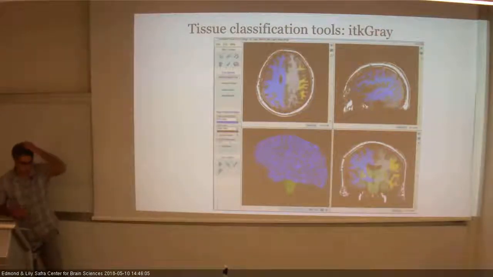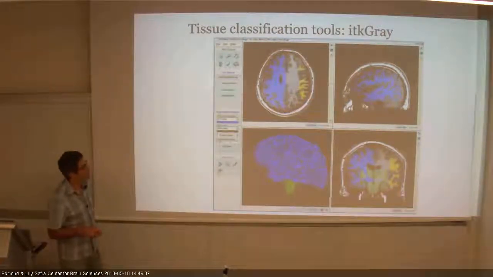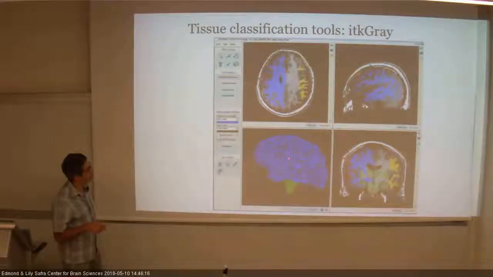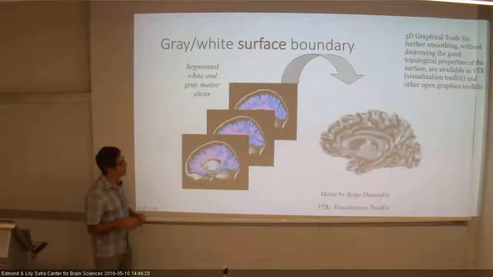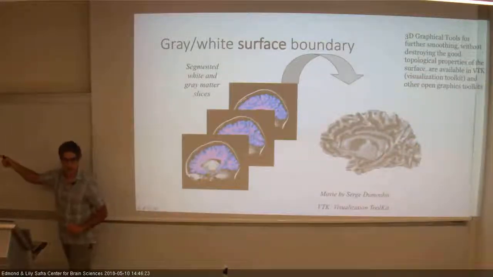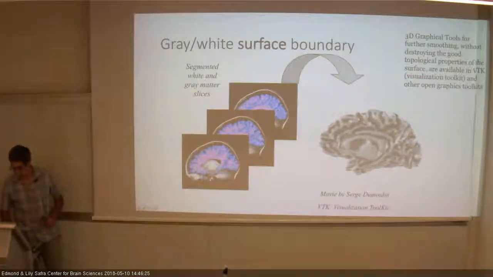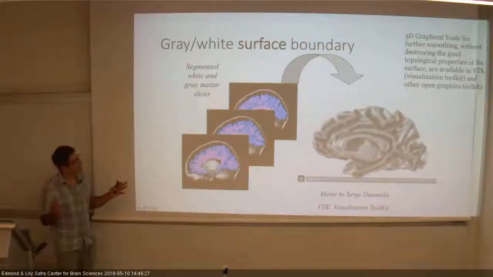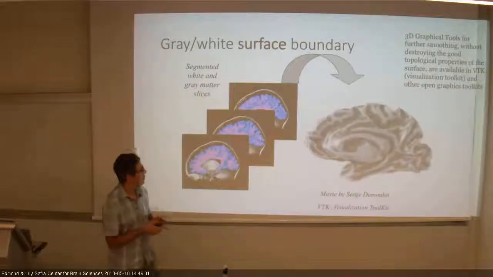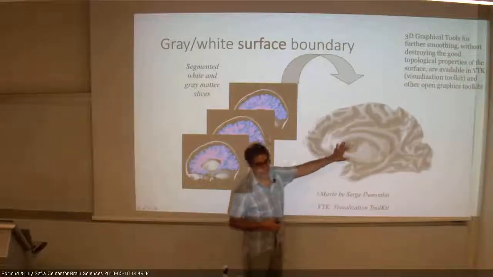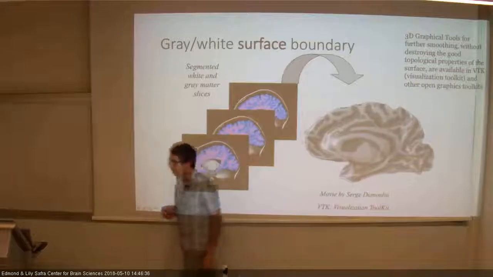There are tools like this one called ITK Gray, which allow us to segment the brain, and maybe then take all the white matter and grow the gray matter on it. The nice thing about it is that we can now get meshes like this one, which remind us of this thing. And if we want, we can inflate it. This mesh becomes an object which we can inflate and look at curvatures and so on. It has become a very useful tool.